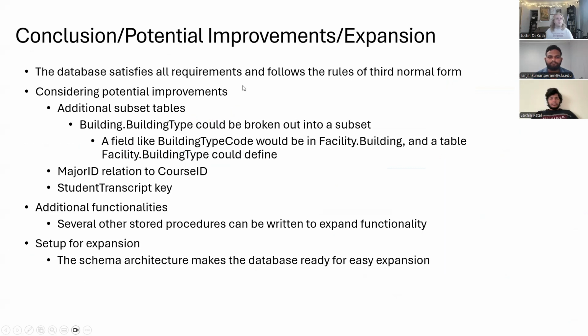The database satisfies all the requirements of third normal form, and there's a couple of opportunities for improvements for sure in different subset tables. One example is the building type. It could be a building type code. So there's certainly a few opportunities for that in there.